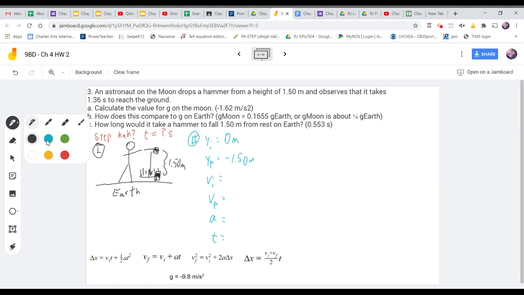So that means V initial is 0 meters per second. The astronaut is just dropping it on Earth. V final, how fast is the hammer moving at the end of the problem? Well, it's definitely moving, but we don't know how fast. So question mark meters per second.